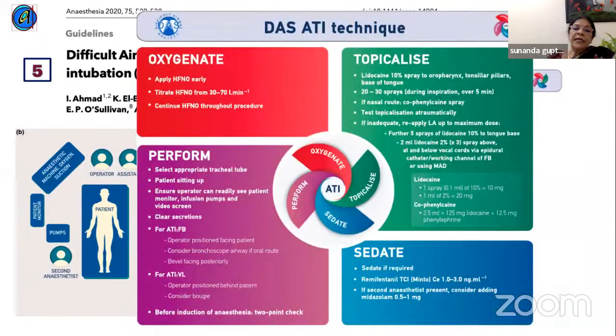So the DAS ATI technique: apply HFNO early. This really helps in taking care of oxygenation. And even if the patient goes into apnea, you can rest assured there will be no loss of oxygen to the airway. Lidocaine 10% spray, about 20 to 30 sprays are required. And remember, one spray is equal to 0.1 ml of 10%, which is 10 milligram. And if this is inadequate, then reapply local anesthetic up to a maximum dose.